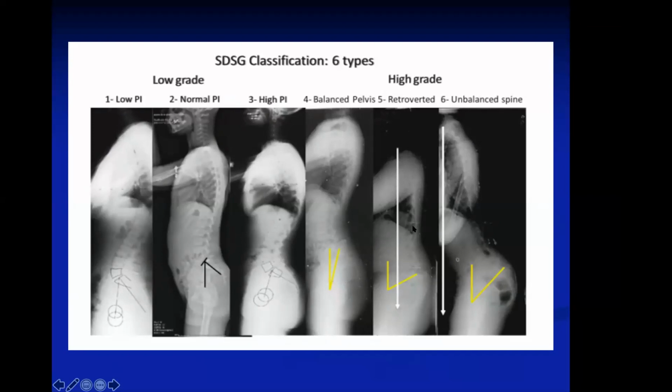So here in high grade, compensated, you have a retroverted pelvis which is compensating, but the spine is balanced. So you don't want to strain the compensatory mechanisms. That's why you reduce it and fix it. Again, it is totally into imbalance. You have to get the L5 on top of S1 to get your balance right.